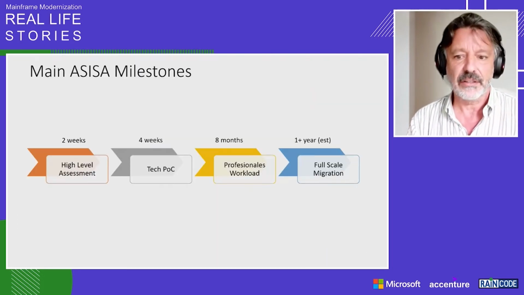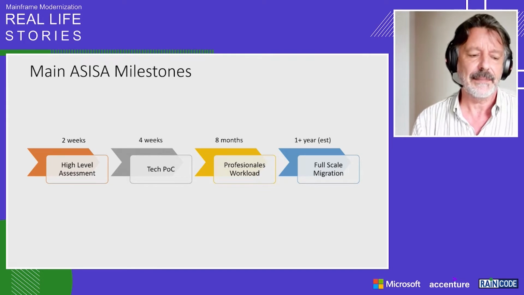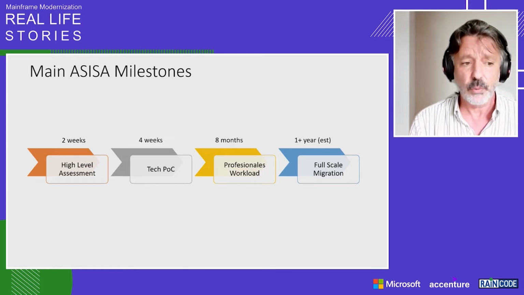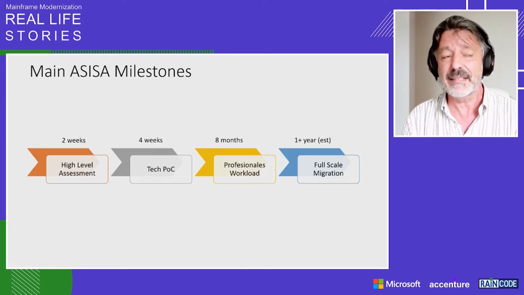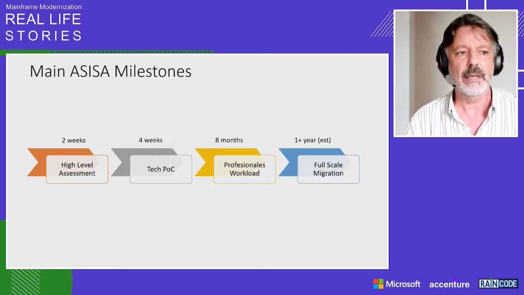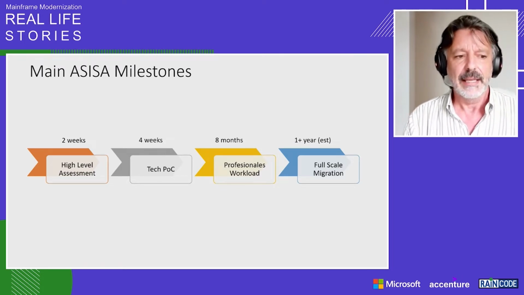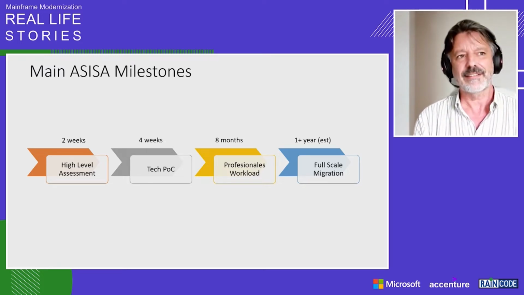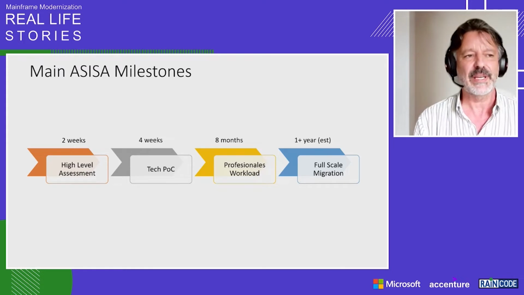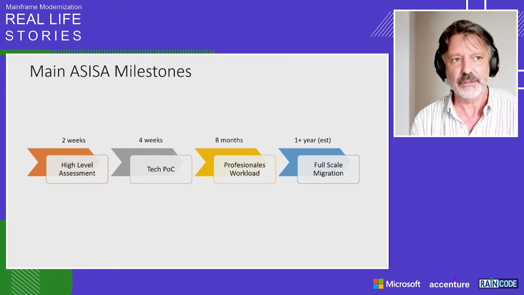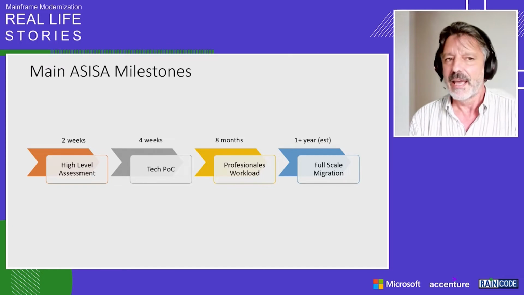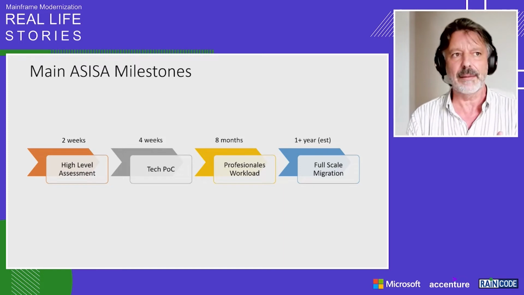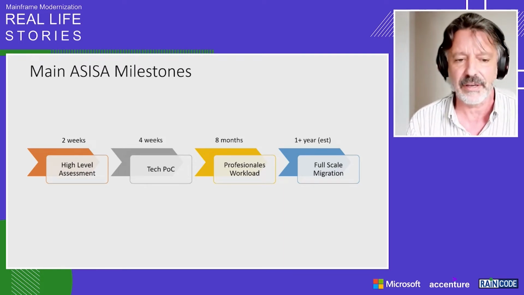The main milestones that we followed at ASISA started with a high-level assessment of the code, just to quickly grasp the complexity of the solution. Then we did a technological POC, just to demonstrate that the technology was doing what was expected. We took one transaction, migrated it to .NET, and were able to execute it, actually as an ASP.NET application or as a function. So we were able to show the customer that this technology was okay.